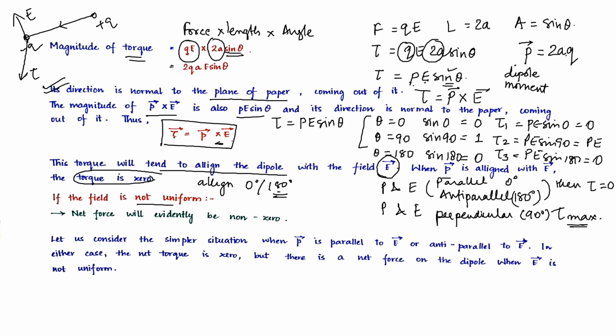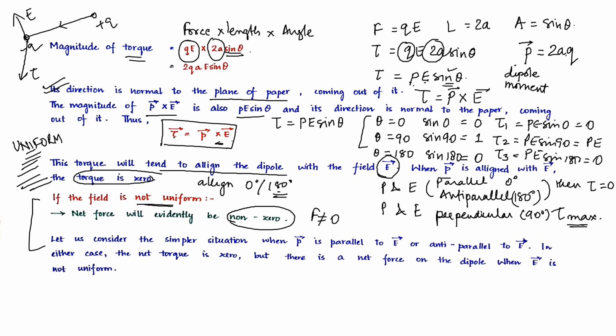If the field is not uniform... till up to this point we have dealt with the uniform electric field. Now we will look at what happens if we are not having a uniform field, but a non-uniform one. Net force will evidently be non-zero. Of course, even though we had a uniform electric field, force was still existing there, but now it is non-uniform. Of course, the force will not be equal to 0.